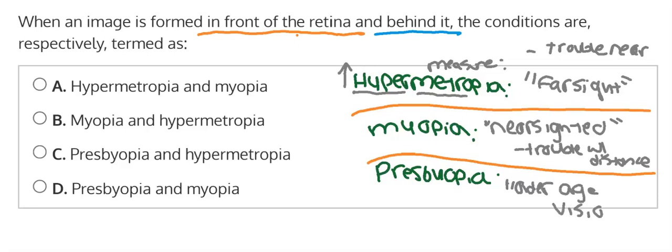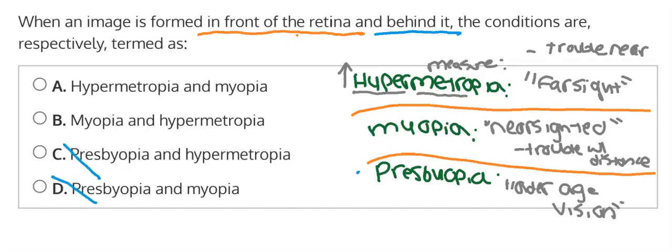So now that we know the differences in these terms, let's break down what this question is referring to when it's referring to an image formed in front of the retina versus behind it. So for this question, presbyopia is just a natural age progression and not necessarily related to the placement of the image in terms of the retina's role in vision. So therefore we can eliminate the options with presbyopia.